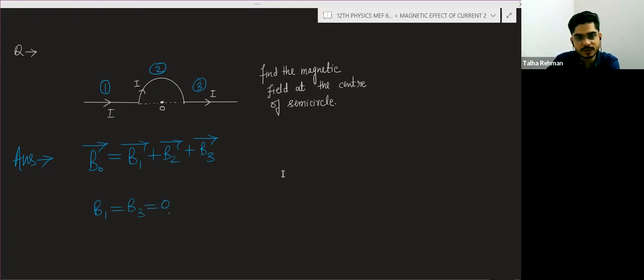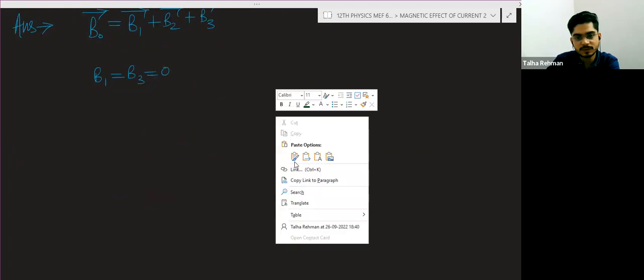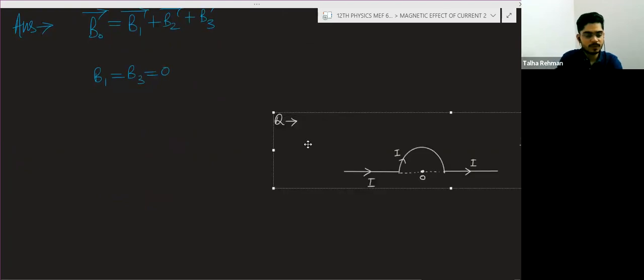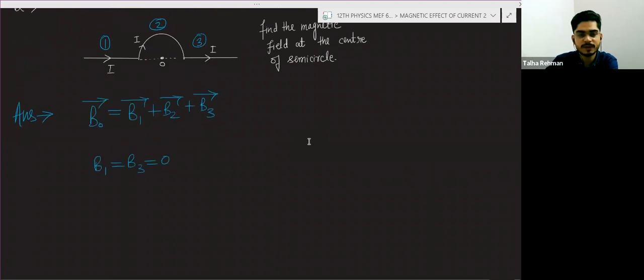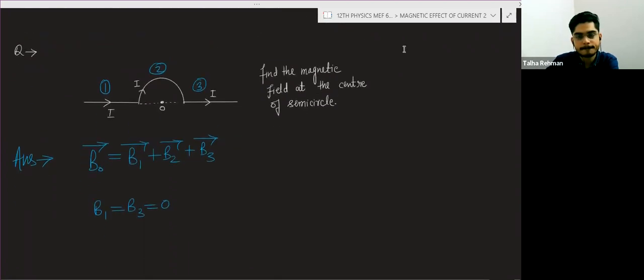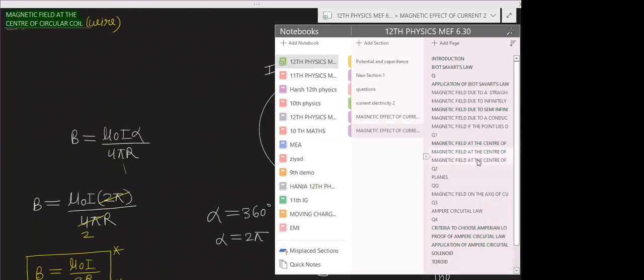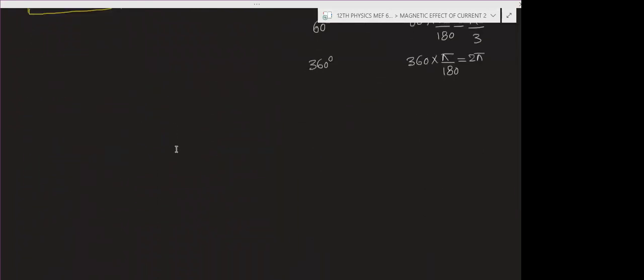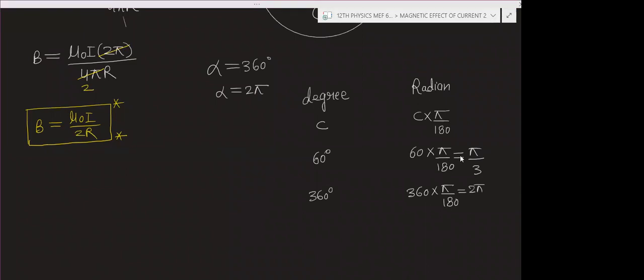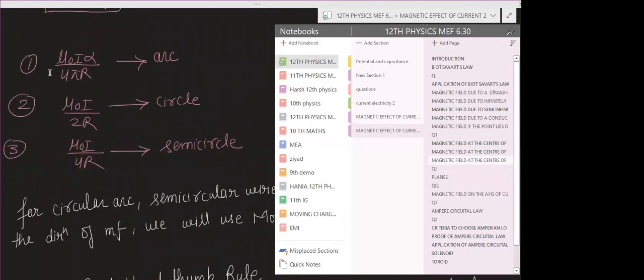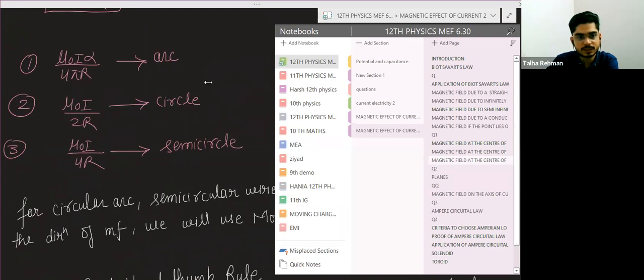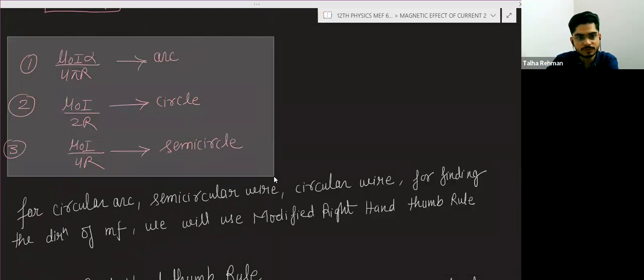Now for the semicircular wire, we have this formula. What is the formula for the semicircular wire? Mu naught I divided by, can anyone tell me? Pi r the k cap. Yeah, this is the formula. So these are the three formulas that you have to learn.